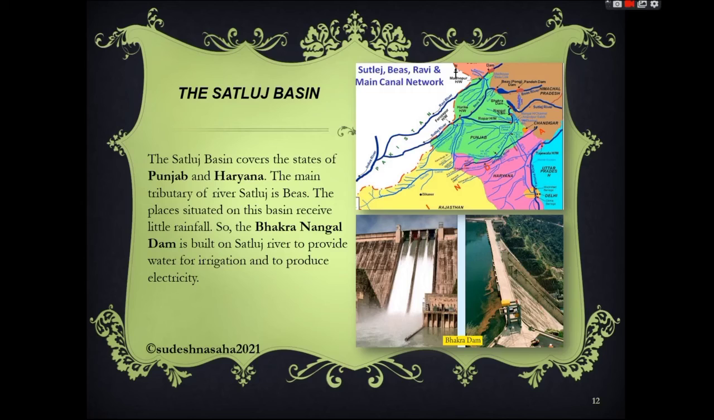Third one is the Satluj basin. The Satluj basin covers the states of Punjab and Haryana. The main tributary of river Satluj is Beas. The places situated on this basin receive very little rainfall. So, the Bhakra Nangal dam is built on Satluj river to provide water for irrigation and to produce electricity. In the right hand side upside picture we can see the river Satluj, and downside it is the Bhakra Nangal dam.